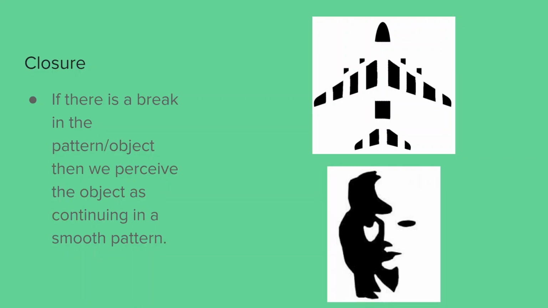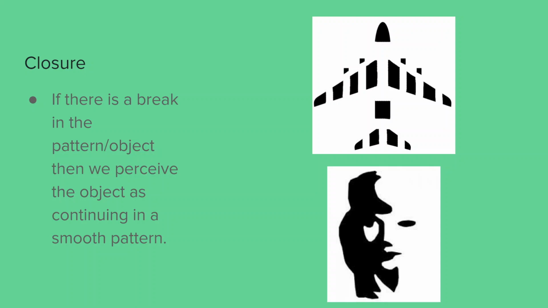Last but not least, we have closure. Similar to how I feel about proximity and similarity, I feel about continuity and closure. Our brains always want to finish something, whether it be following a line or finishing an object, which is what closure is all about. Closure is described as: if there is a break in the pattern or object, then we perceive the object as continuing in a smooth pattern.